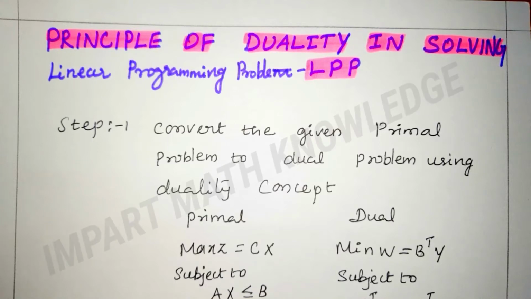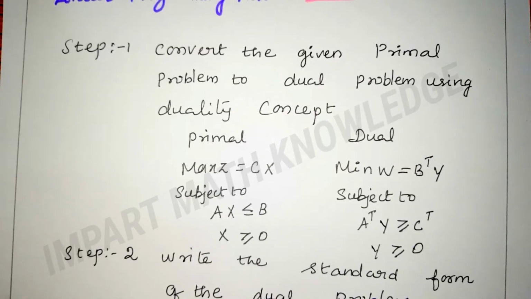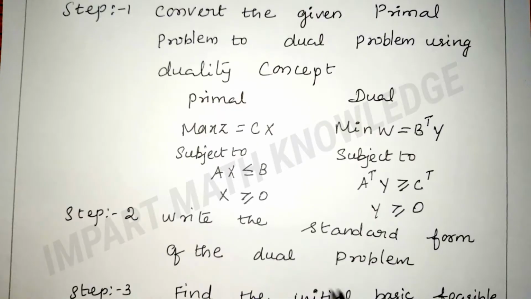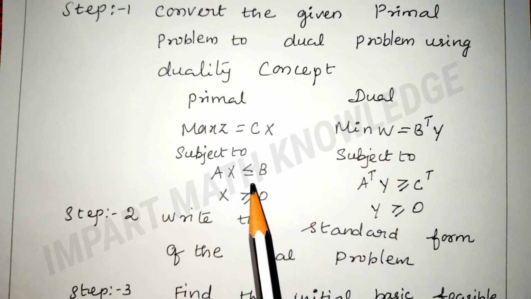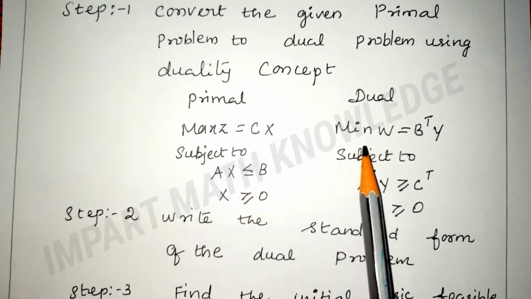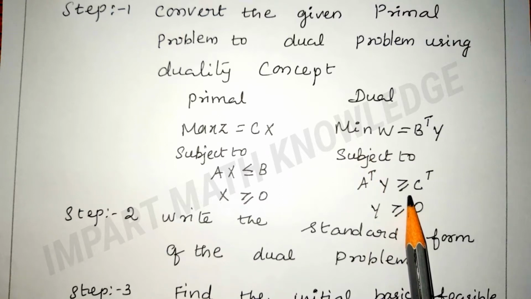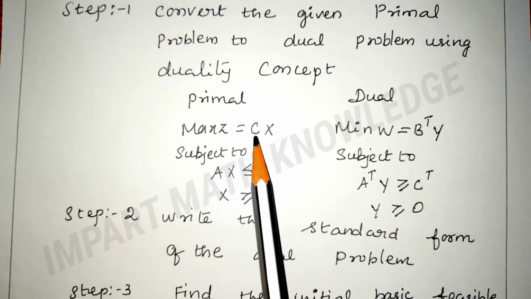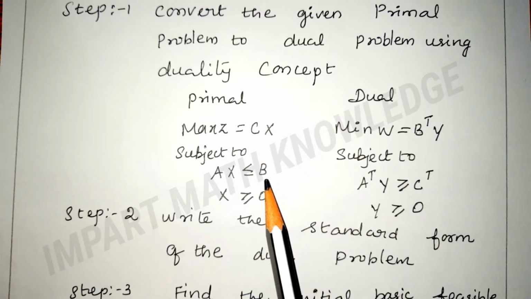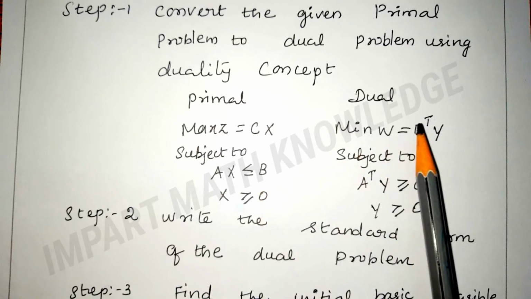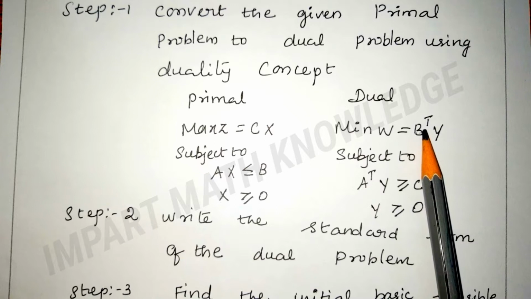In this video, I am going to explain the principle of duality in solving linear programming problems. Step 1 is to convert the given primal problem into the dual problem using the duality concept. If the primal problem is maximum, your dual problem is minimum. If the inequality in the primal problem is less than or equal to, here it is greater than or equal to. The coefficients of the objective function will become the right hand side constants in the dual problem. The right hand side values in the primal problem will go to the objective function in the dual problem.